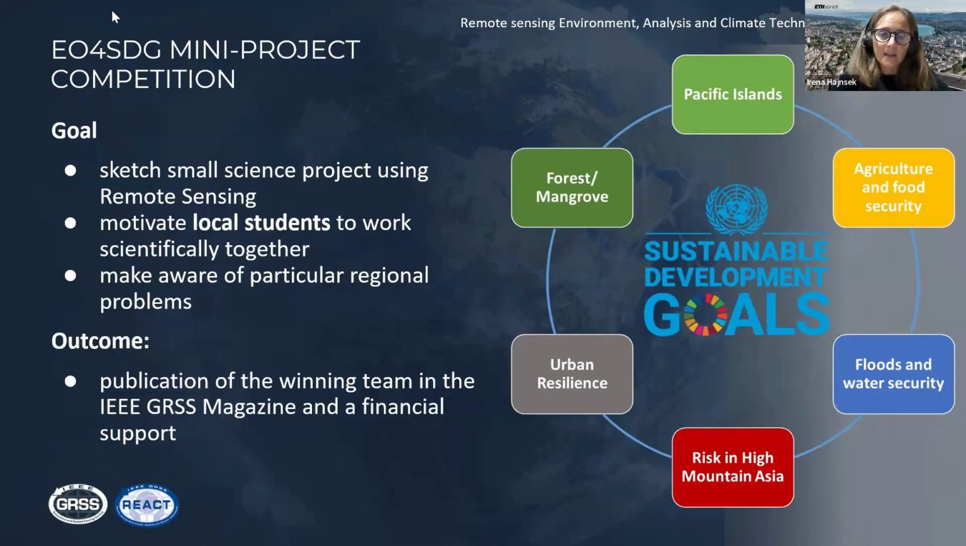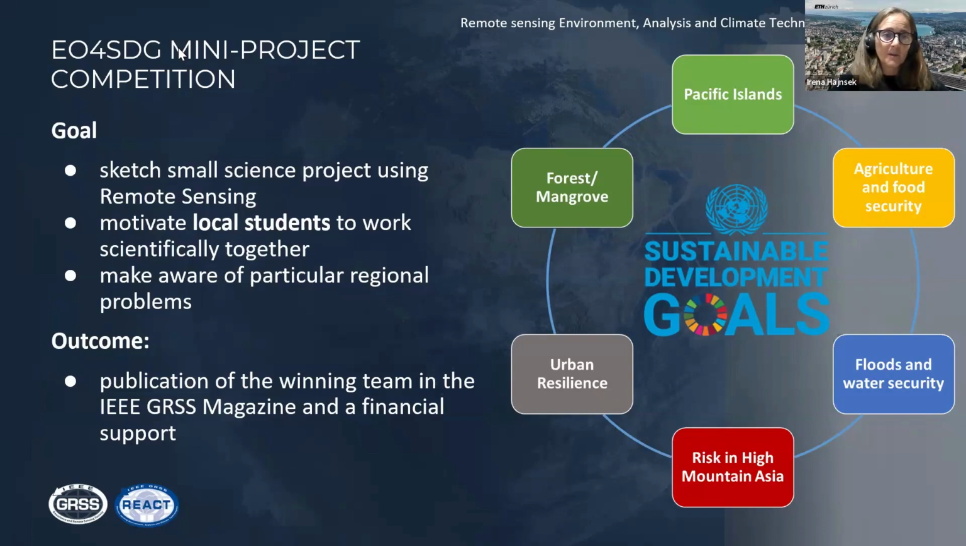What you see on the slides are certain parts which we call local focused areas, where we focus thematically on these regions. We have a team working on agriculture and food security. We have a team working on flood and water security, risk in high mountain Asia, urban resilience, and forest and mangroves, but also the Pacific Islands. The goal of these local focused areas is to coordinate their work on the specific topics.